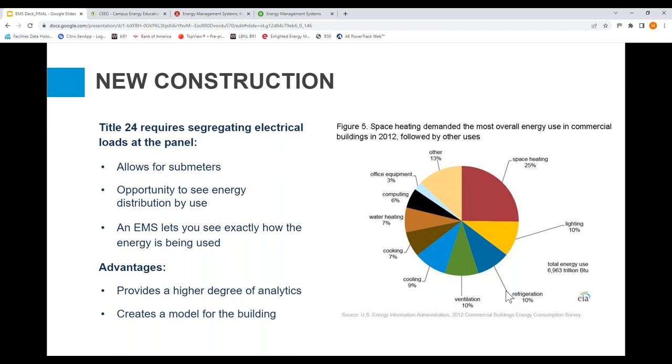But what's not typical is that just because we install these submeters, that information doesn't necessarily go to an energy management system, or it doesn't necessarily go to a BMS. That's where we need to define that in the design of the project. But if we do have an EMS, we can look at this data and see how energy is being used and be able to dive in a bit deeper. And like I said, most new construction will have a BMS, but not necessarily an EMS.